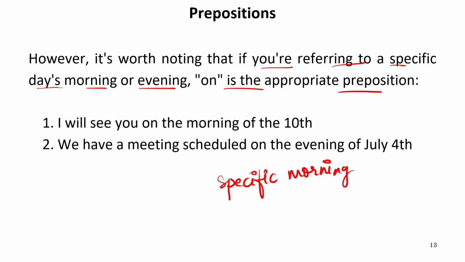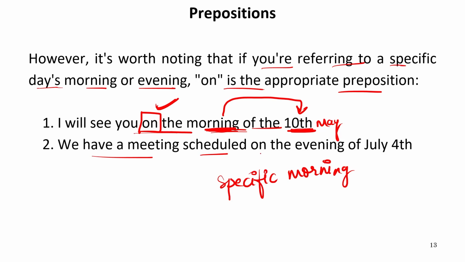For example, I'll see you on the morning of the 10th. Suppose I say the 10th of May, or the 10th of June, or the 10th of January, any. So I'll see you on the morning, because this morning is specific, this morning is only that morning which will occur on the 10th. So in that case, we can use the preposition on and not in. So there, on is the correct preposition.